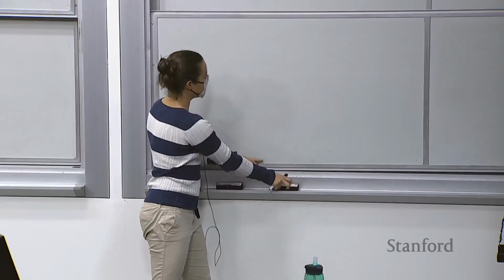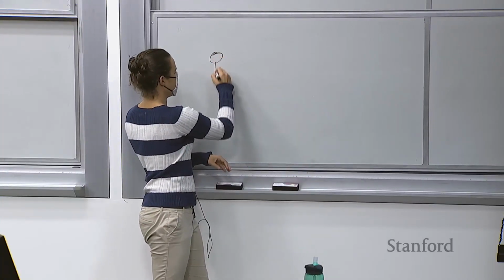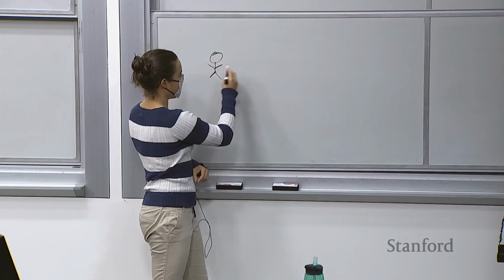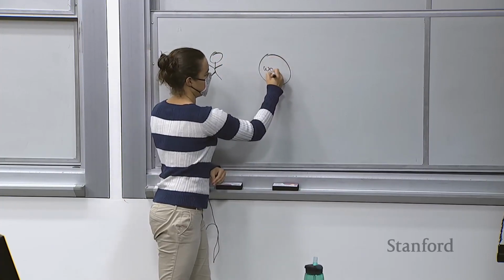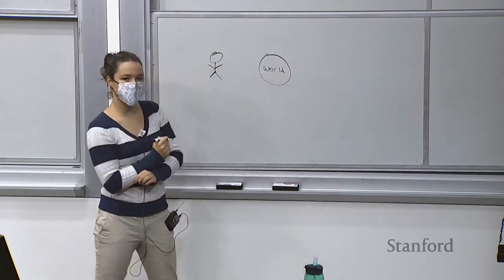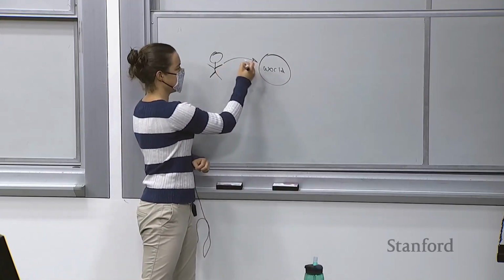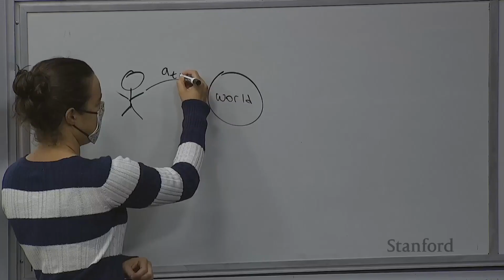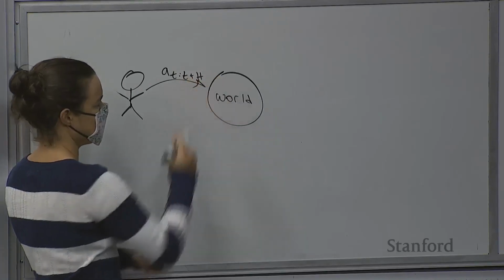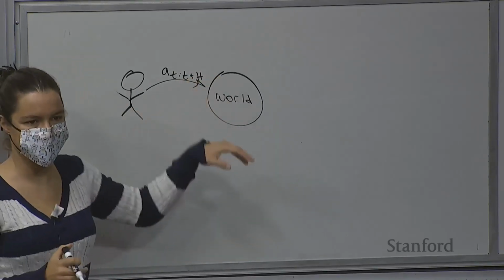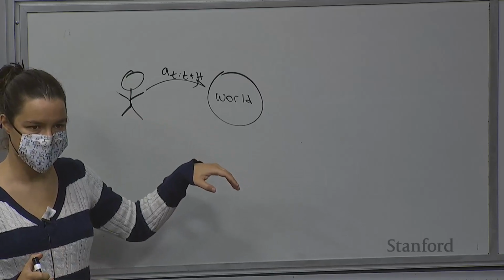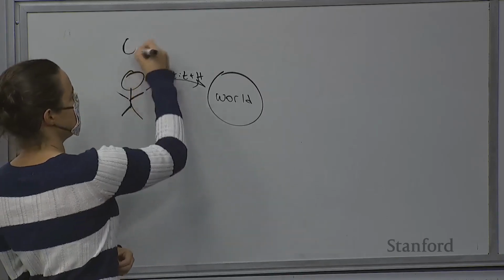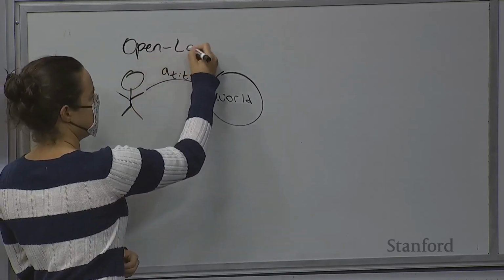And what this ends up looking like is if you have your agent and you have your world, then it's going to execute the actions that it optimized in order to try to accomplish the task. And this is what's referred to as open loop.